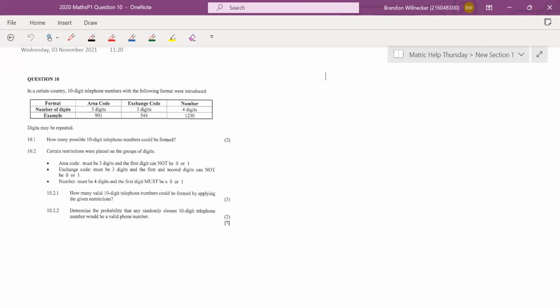Okay, and there's an example mentioned there. Okay, oh, something very important here. Let's highlight that so we don't forget. Digits may be repeated.